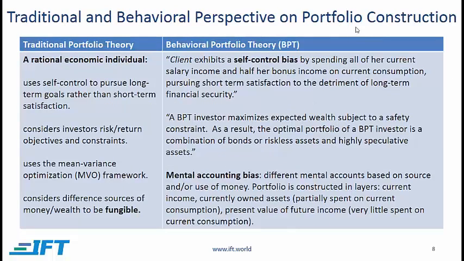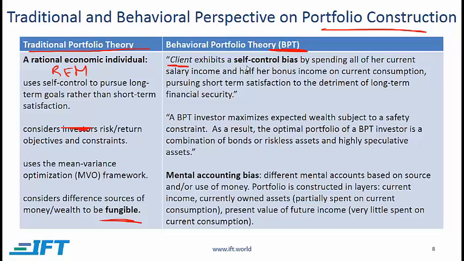Traditional and behavioral perspectives on portfolio construction. So with traditional portfolio theory, we assume that an individual is rational. So we have a rational economic man. The rational economic man uses self-control to pursue long-term goals rather than short-term satisfaction, considers risk-return objectives and constraints, uses mean variance optimization, and considers different sources of money or wealth to be fungible.